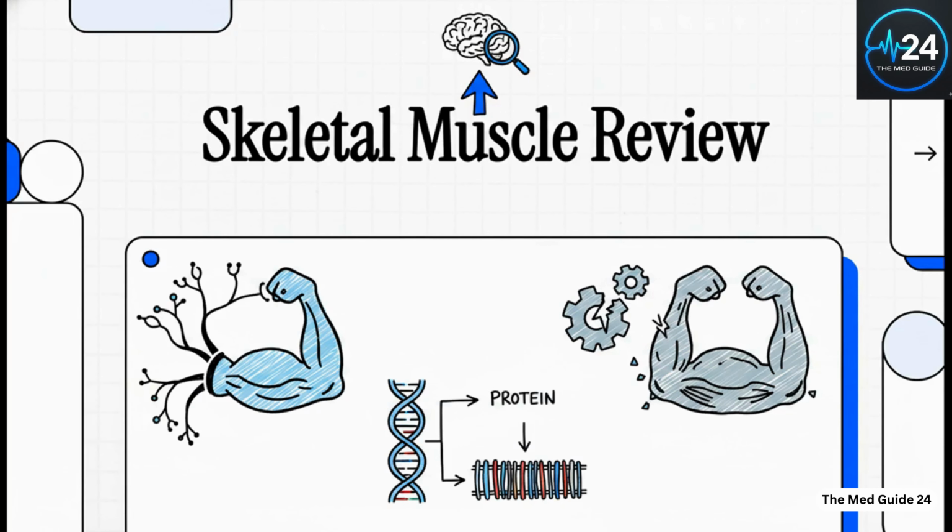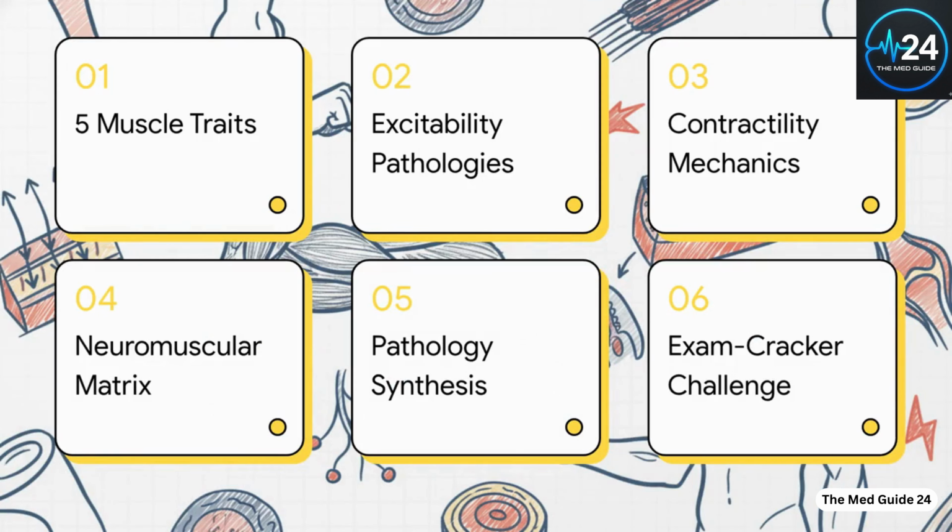Today, we're doing something really cool. We're taking the normal healthy biological engine of skeletal muscle and mapping it directly to high-yield board pathologies. Look, we aren't just going to sit here and memorize isolated facts today. We're building a comprehensive framework. Because once you understand exactly how a muscle is supposed to work, you'll instantly see exactly why it fails in a clinical setting.